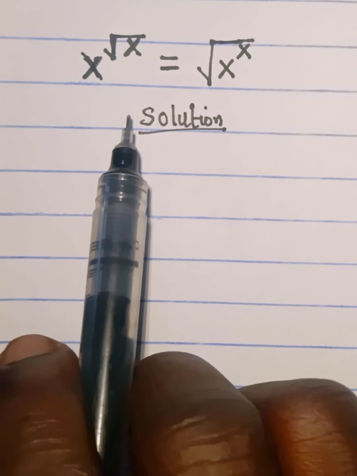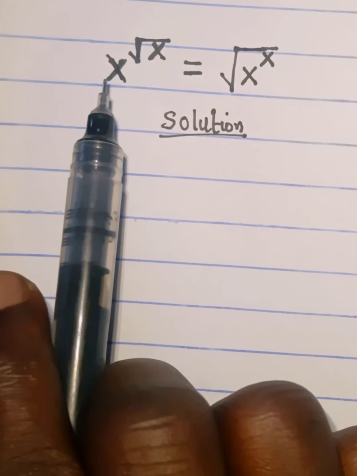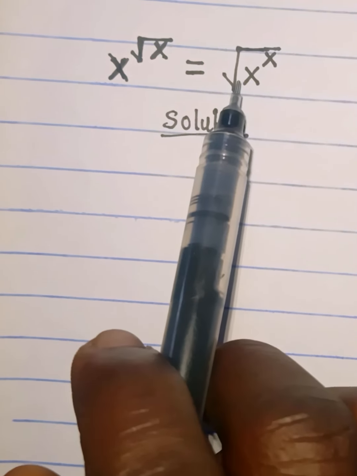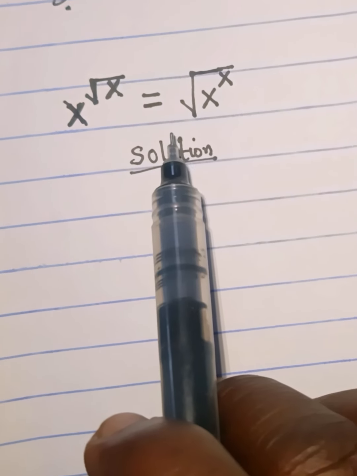We're going to solve for the value of x from this beautiful Olympiad math problem. We're given that x raised to the power of square root of x is equal to square root of x raised to the power of x. Then we are asked to solve for the value of x that will satisfy this equation.